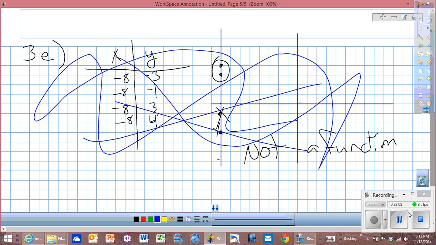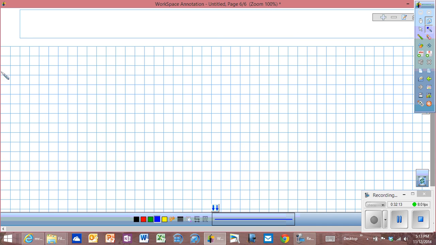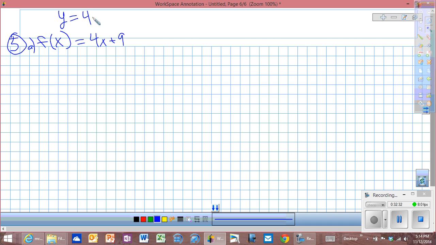Then let's go into number 5 on this back page. Number 5 looks, I'll do 5a first of all. So 5a looks like f of x equals 4x plus 9. Okay, something to make it a little bit easier for you. Think about this still as y equals 4x plus 9.